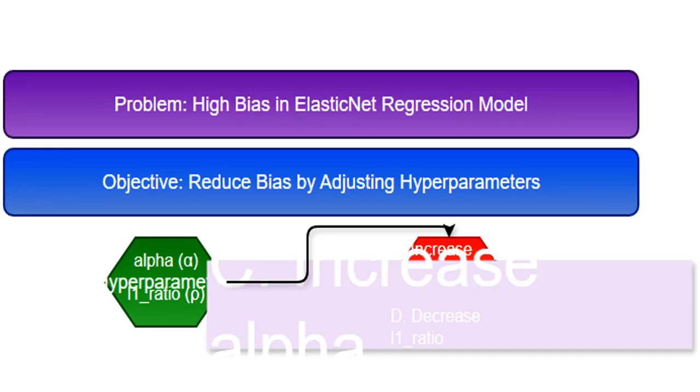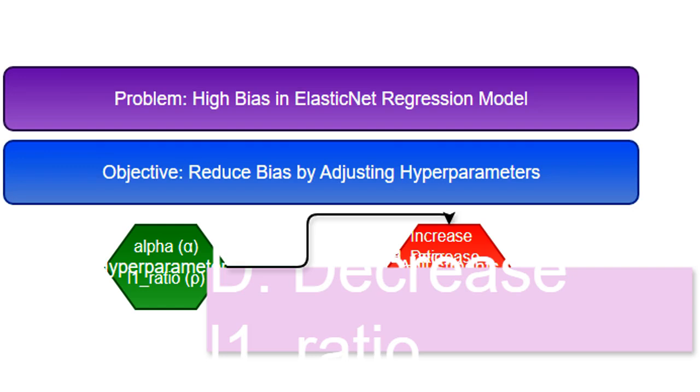Increasing alpha strengthens regularization, which makes the model simpler and likely increases the bias. Not helpful for my situation. Decreasing L1 ratio shifts my model more towards ridge regression. Ridge is known for having lower bias than lasso, so it improves my model by reducing bias. This is a good option.